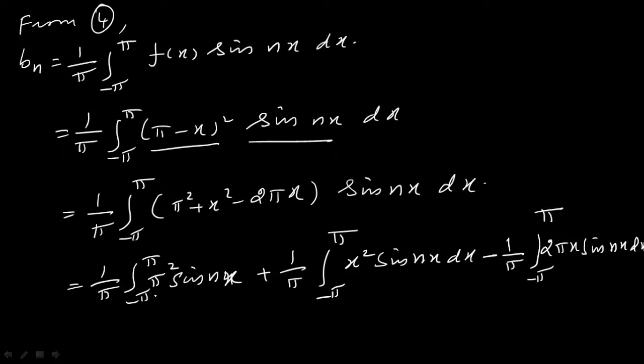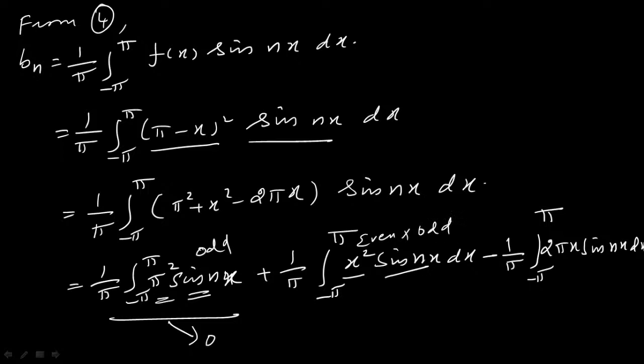Look at here, pi square is a constant in the first integral, pi square is a constant, sin nx is an odd function. So value of this integral is directly put 0. Coming to this again, x squared is an even function, sin nx is an odd function. Product of even and odd function gives you an odd function. So the value of the second integral also 0.